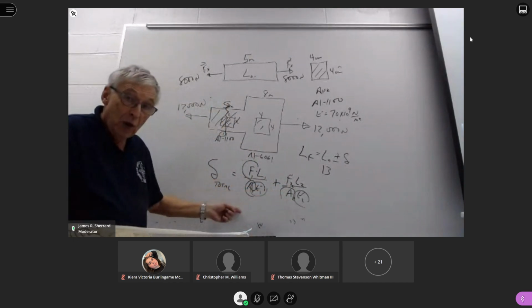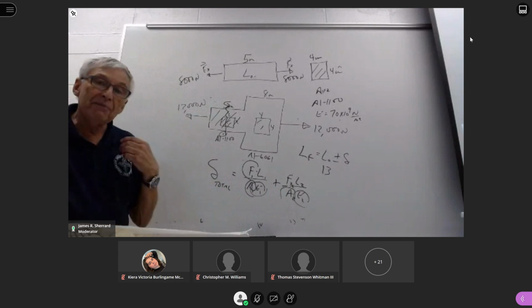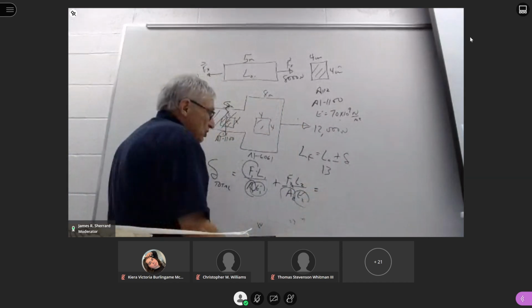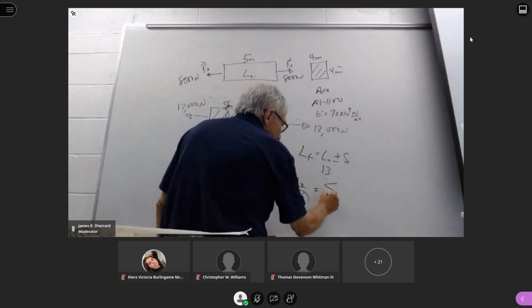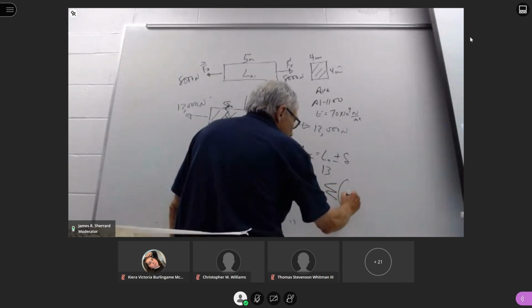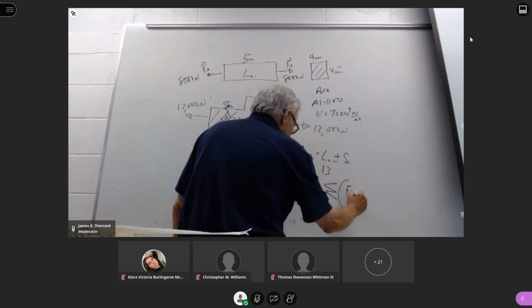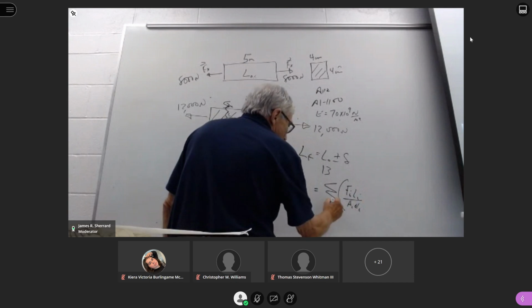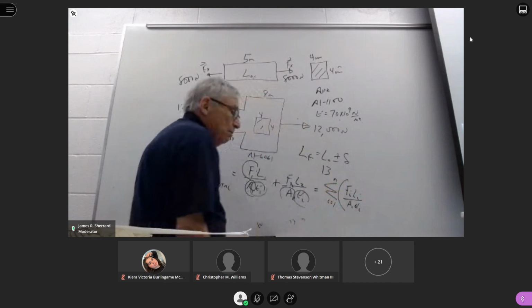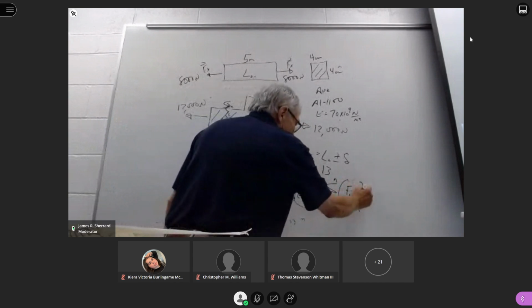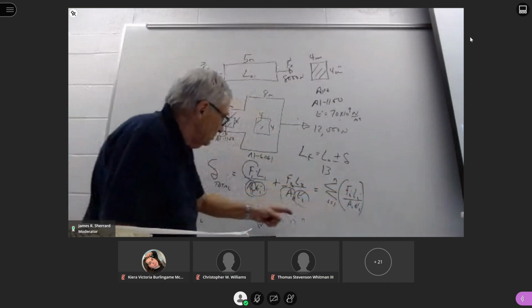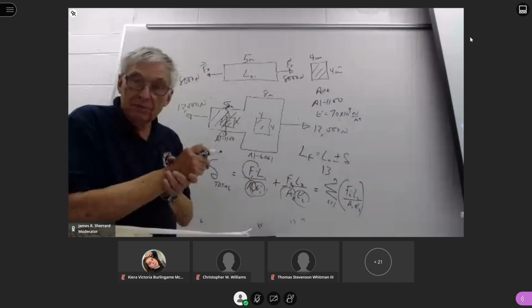You could write it out this way. If you had multiple sections in a row, you could do a summing. You could say this is the sum of, where i goes from 1 to however many you have. In this case, if I had 2 sections and I use this, I would come up with this.